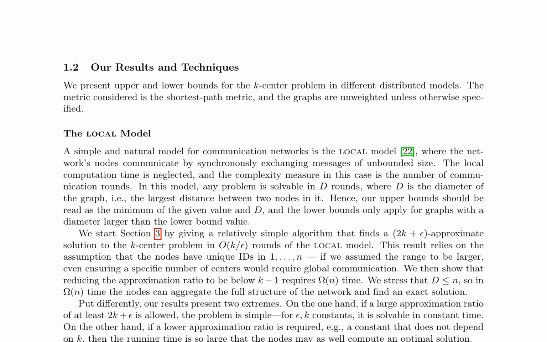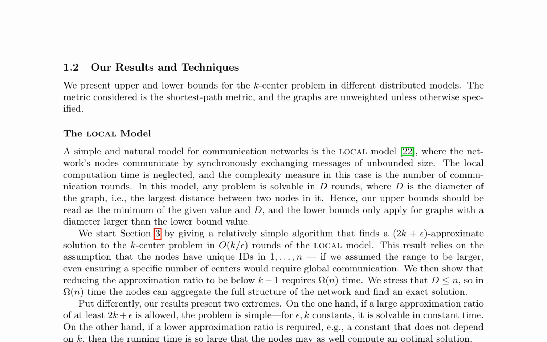The authors delve into the K-center problem in distributed models, focusing on the shortest path metric in unweighted graphs. In the local model, where nodes communicate by synchronously exchanging messages of unbounded size, they present a 2k plus e approximate solution to the K-center problem in O(k e) rounds, relying on the assumption of unique node IDs. However, reducing the approximation ratio below k1 requires omega(n) time, which is sufficient for nodes to aggregate the full network structure and find an exact solution.